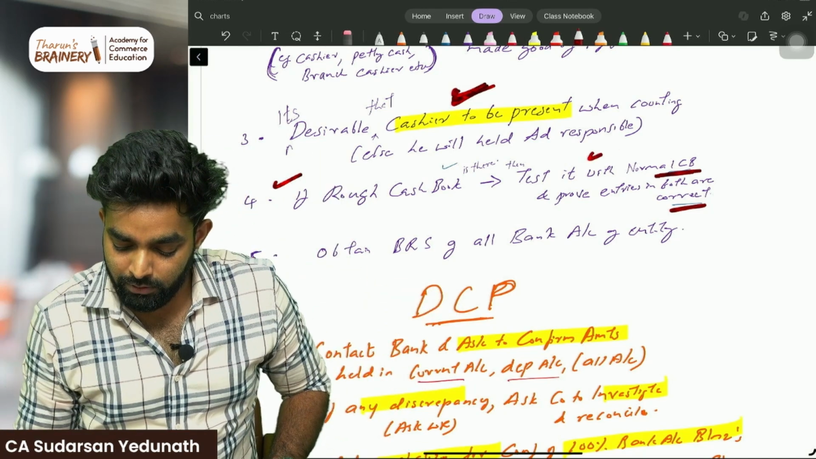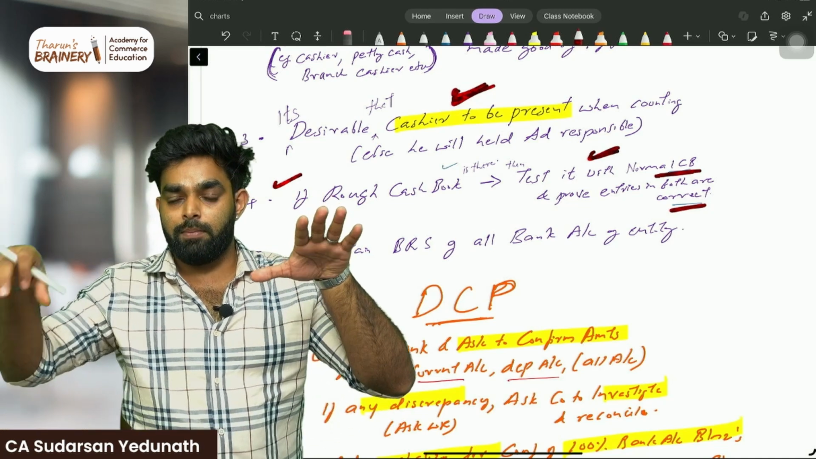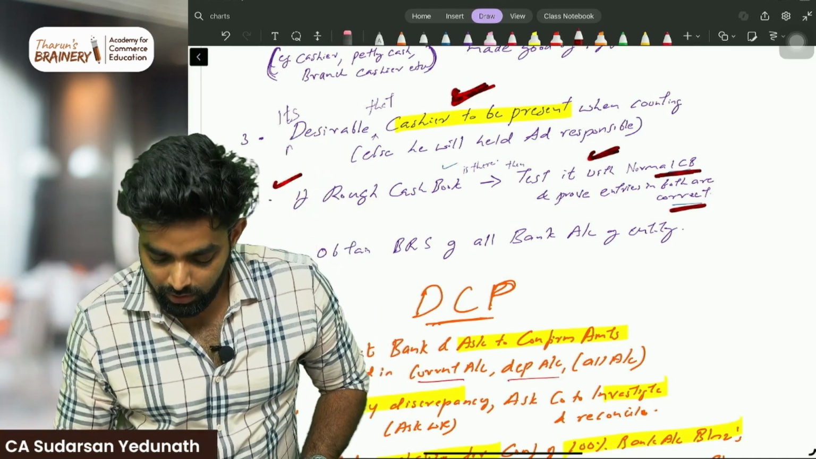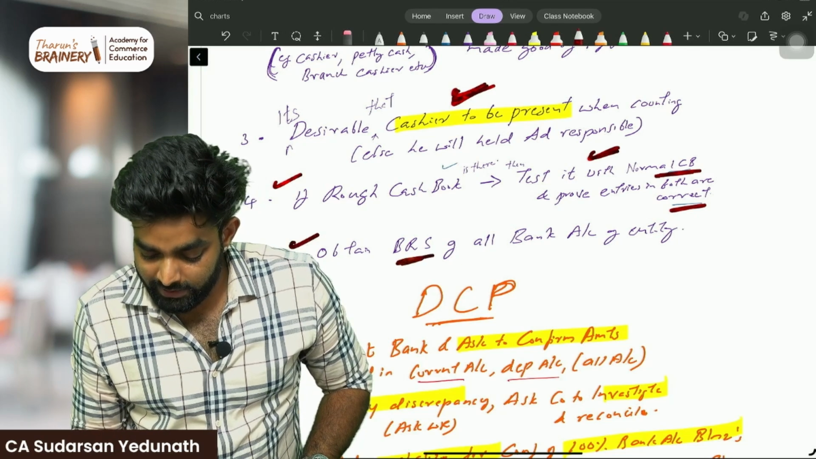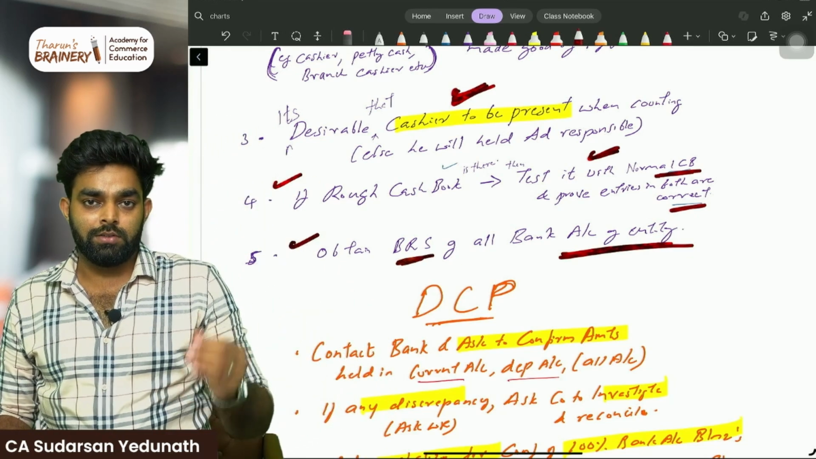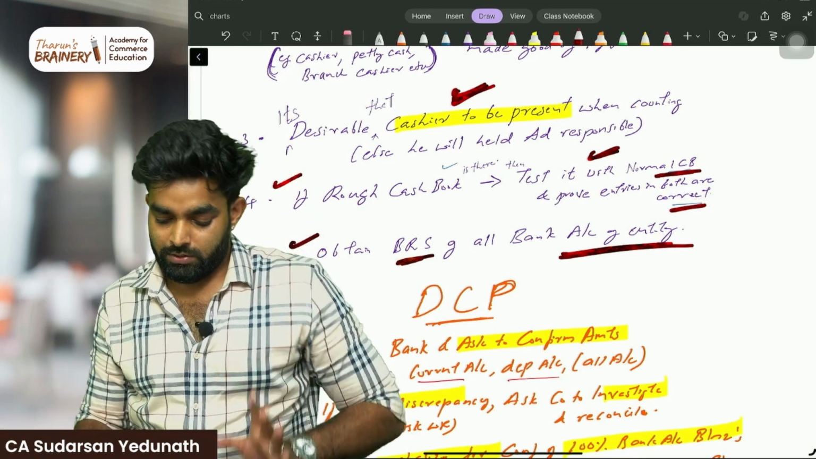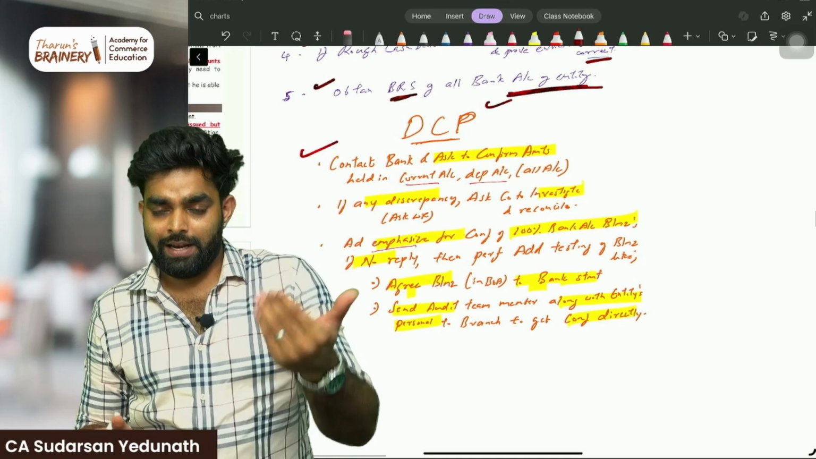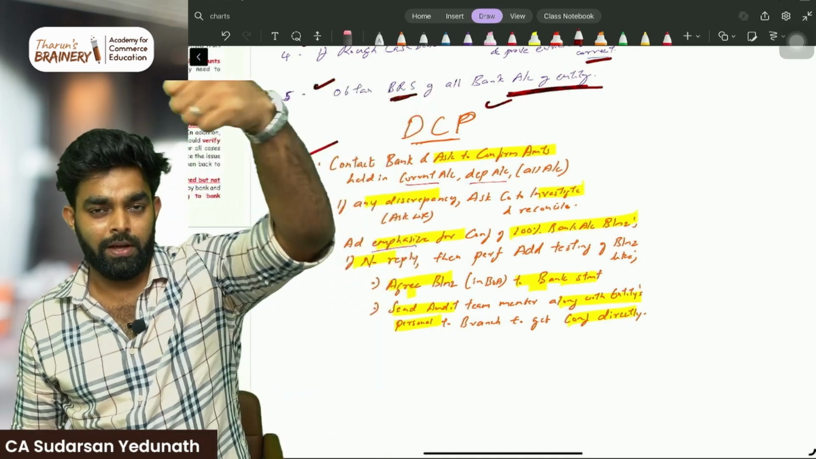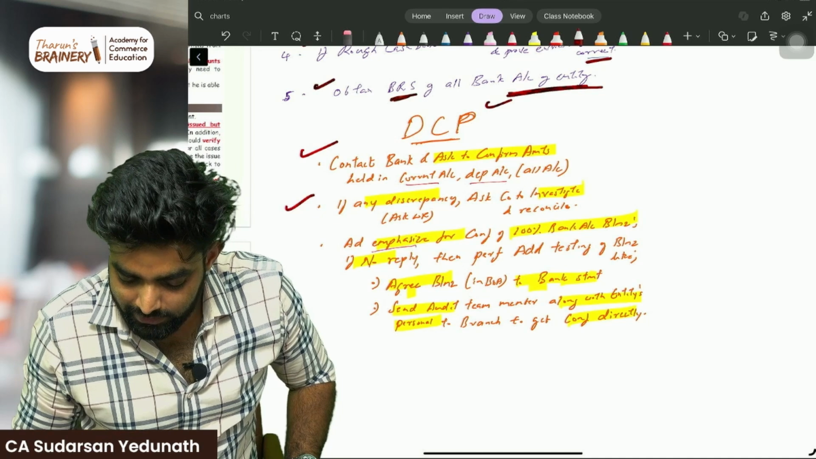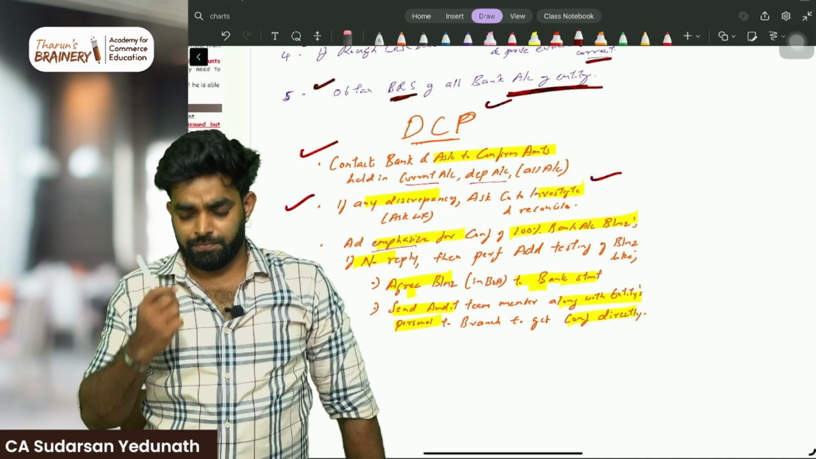If rough cash, test it with the normal cash book. Make sure all the money entries in the rough cash book are there in the main cash book also. Then obtain the bank reconciliation statement of all the bank accounts of the entity. If the company has 10 bank accounts, ask for the reconciliation statements of all 10 accounts. Okay. Then next is the direct confirmation procedure. Contact the bank and ask for confirmation. Same as we learned for contacting the supplier and the customer. Then if there is any discrepancy, ask the company to investigate.